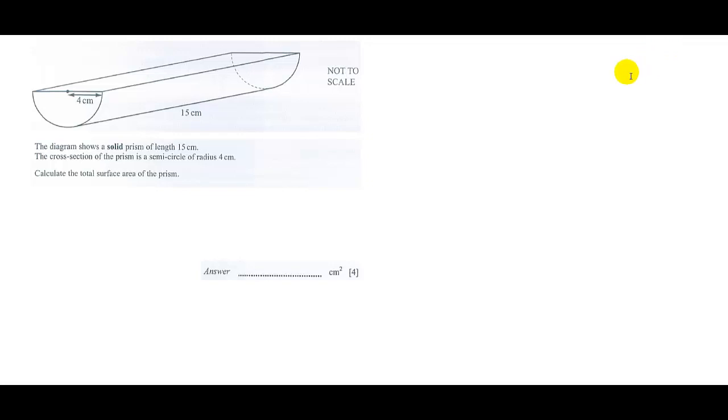Here the cross section is a semicircle. Let's draw that cross section first. In the diagram it is over here. This is the cross section of the prism. So let me draw this cross section over here. I have drawn this cross section here separately.